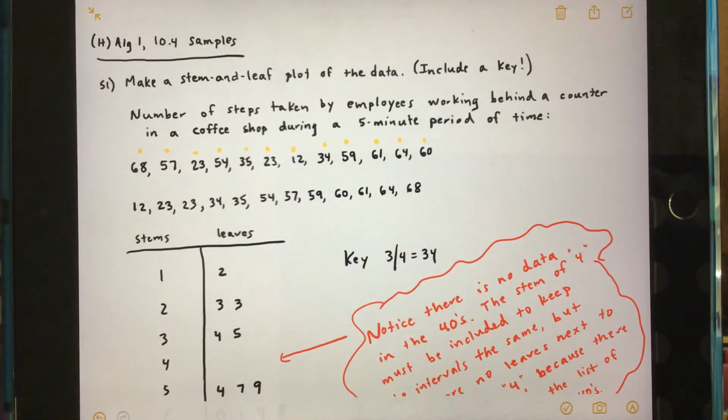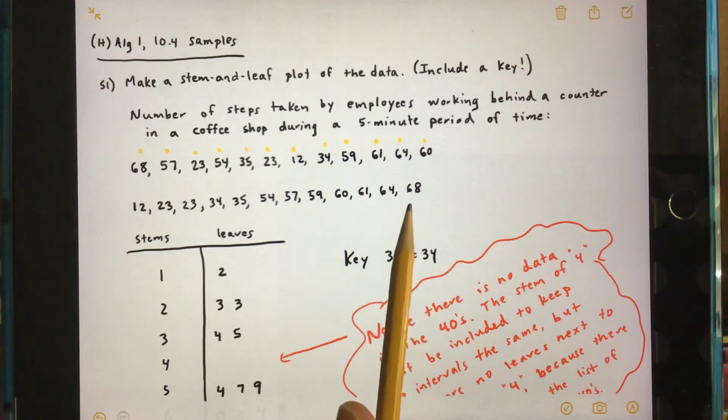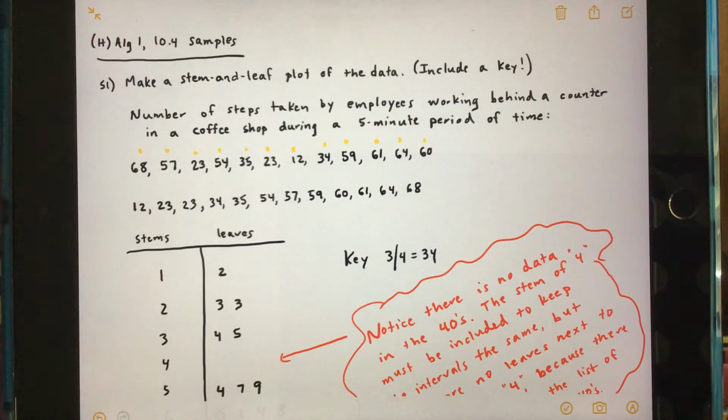My first task will be to get all of those data points lined up smallest to biggest, least to greatest. So the person who took the fewest number of steps was 12 in those 5 minutes. They were standing relatively still. And then at the far other end of the data, we have a person who took 68 steps. So most of them are not doing a lot of walking behind the bar, but a few of them are taking a few more steps than others. So let's see what that looks like in a stem and leaf plot.